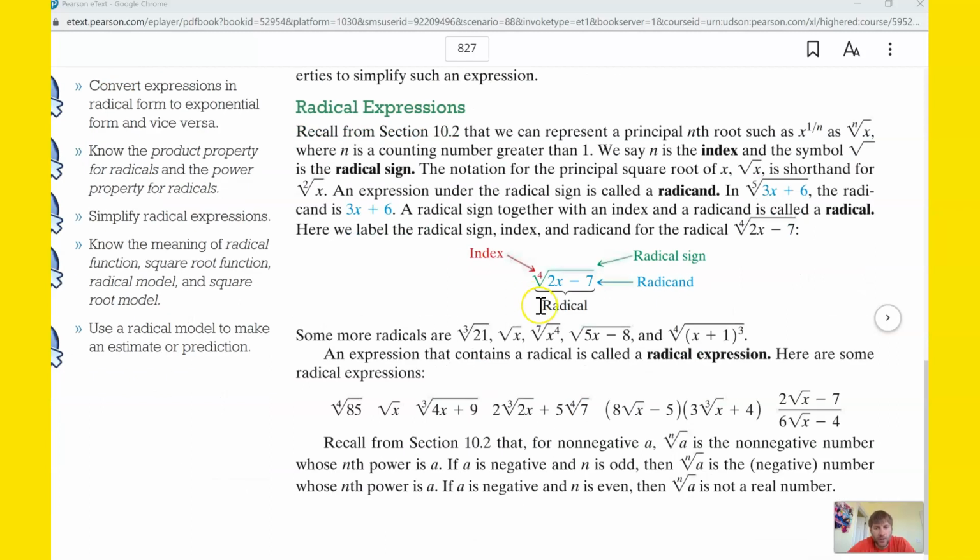What is a radical? A radical is this symbol right here, this radical sign. It's like a check mark and like a big divide by symbol with a check mark on it. The thing that's inside of that radical symbol is called the radicand, and the small number right here inside the check mark is called the index. Here are some more examples of what a radical expression might look like, and other examples right here.